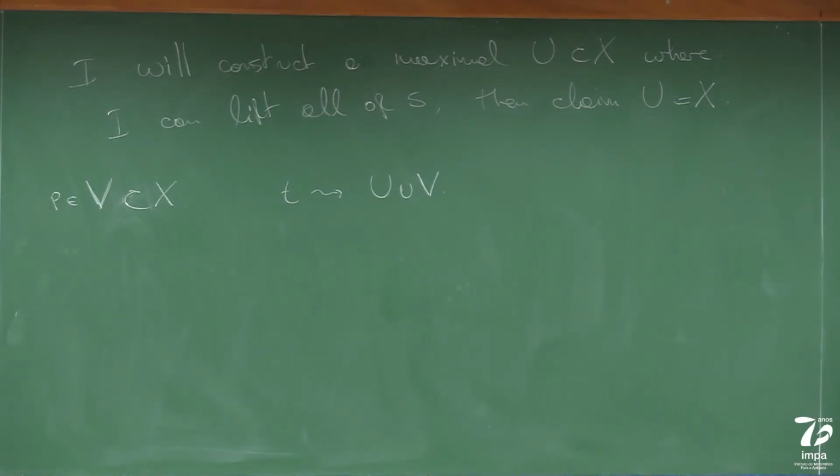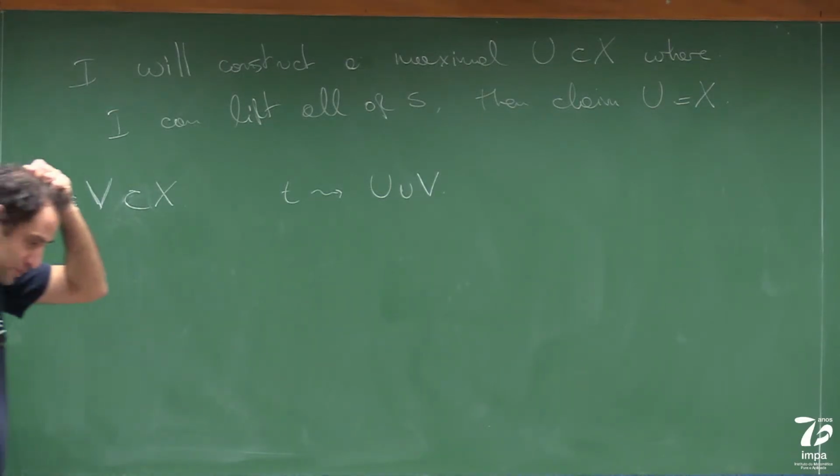Eu vou pegar V. I'm sorry. Because pi is surjective, we can take V to be an open neighborhood of P. Tá certo. Eu vou pegar. Não, desculpa, it's impossible for me to switch languages.